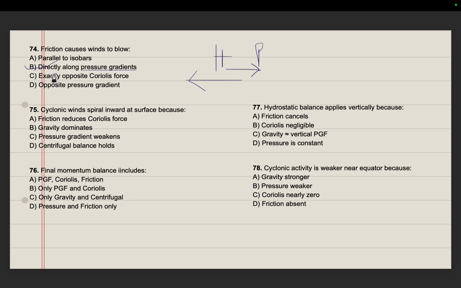Okay. Question 75. The cyclonic wind spirals inward at the surface because friction reduces Coriolis force, gravity dominates, pressure gradient weakens, or centrifugal balance holds.